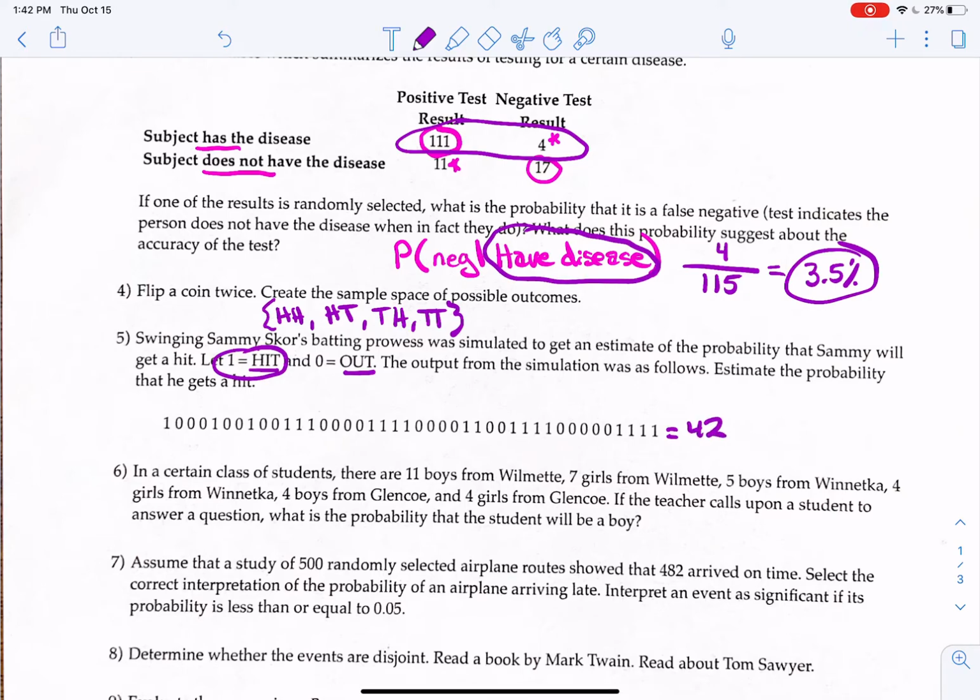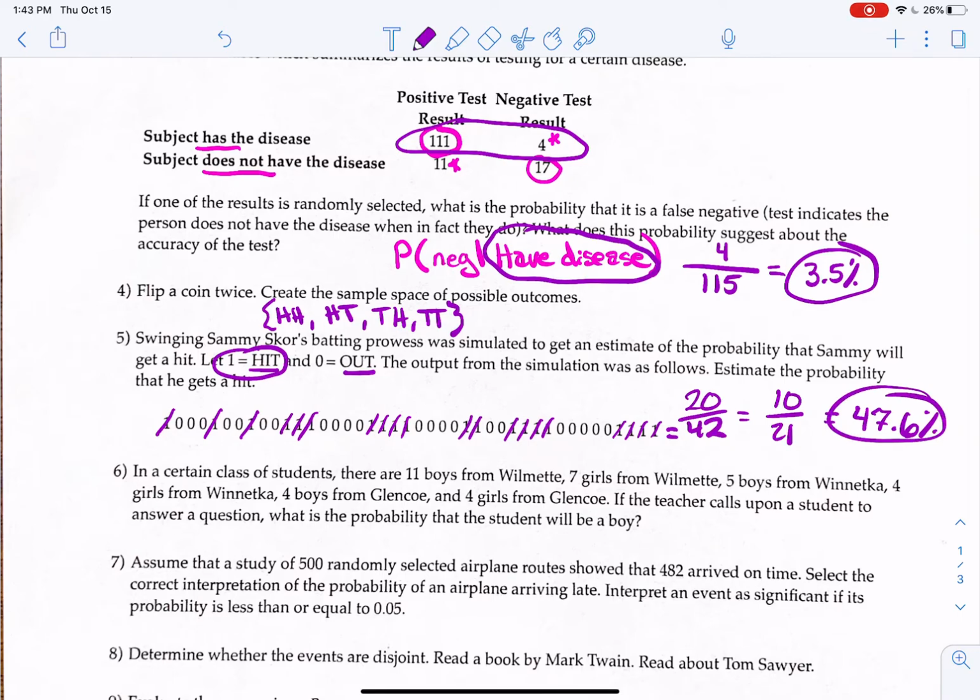So getting a hit, 1, 2, 3, 4, 5, 6, 7, 8, 9, 10, 11, 12, 13, 14, 15, 16, 17, 18, 19, 20. There are 20 out of 42, which is 10 over 21, which is a little less than 50% of the time. 10 divided by 21 is 47.6%. So 47.6% of the time he's going to get a hit.